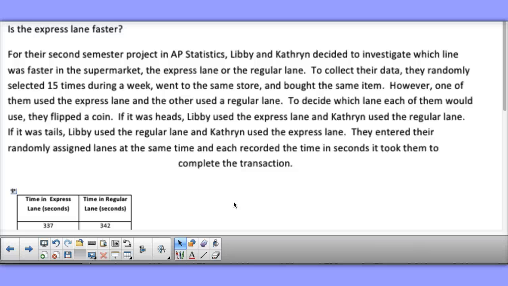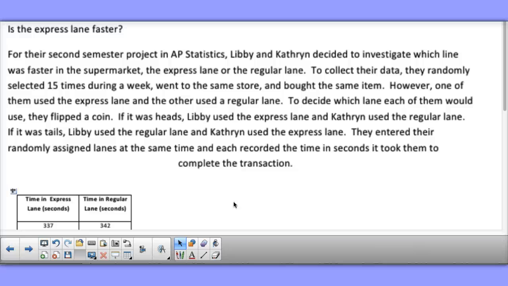To collect their data, they randomly selected 15 times during the week. So right there's our random condition. They went to the same store. It's important they went to the same store, and they bought the same item. However, one of them used the express lane and the other used a regular lane. They decided which lane each of them would use by flipping a coin.